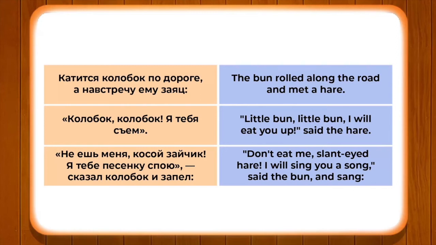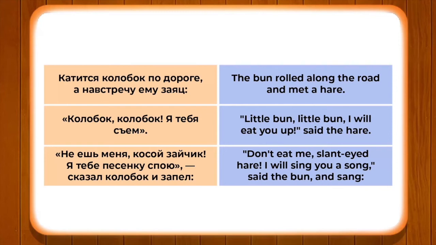Сказал колобок и запел. So he said, сказал from the verb сказать, колобок, it means the bun, и запел. Запел is from the verb запеть. That means петь means to sing. Запеть means begin to sing, begin to do something. За means here the beginning of some action. So запеть. So he started singing.